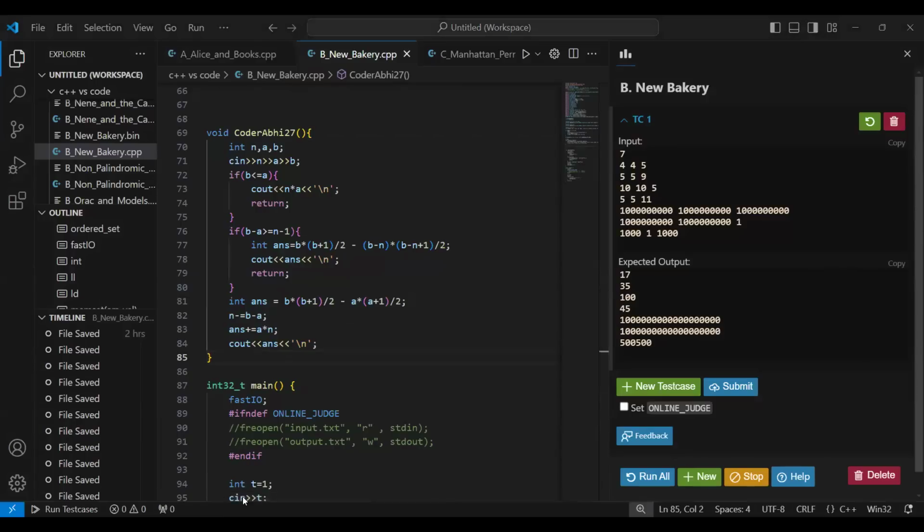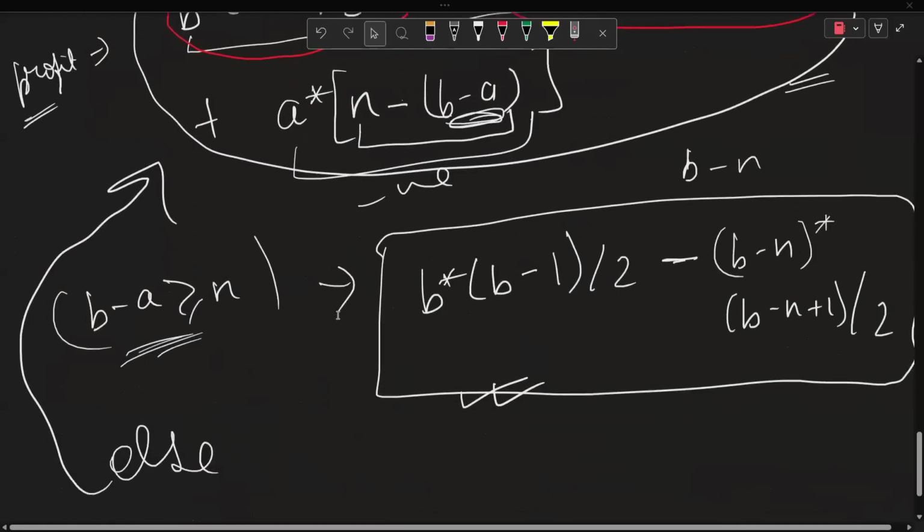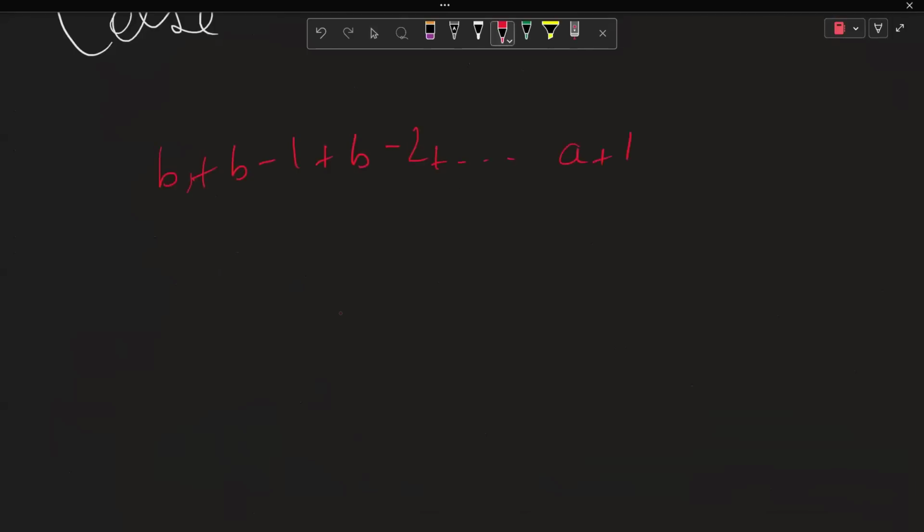We got a into n b minus a. Is this not clear? How we got n in a into n b minus a part? Okay, so I'll explain once again. So what happened here? We took from b, we added b minus 1, b minus 2, up till a plus 1 we reached. This was one part of our answer. And then for the remaining, we took just a.